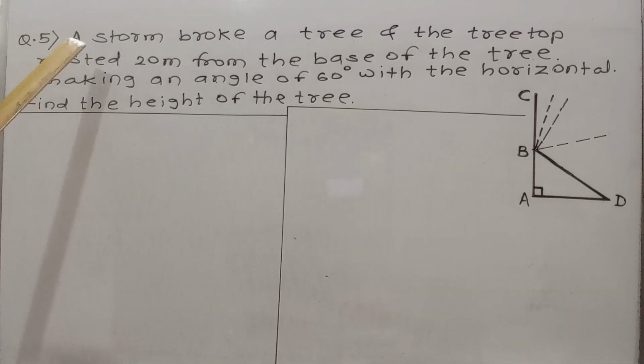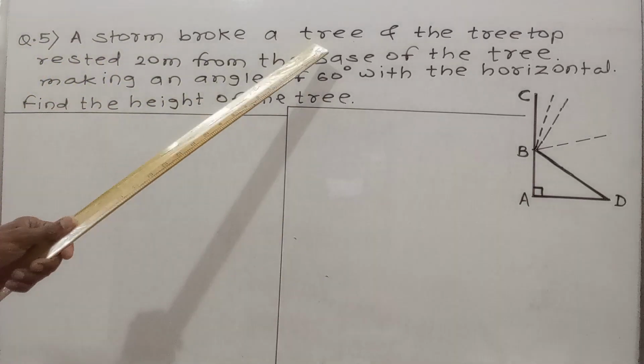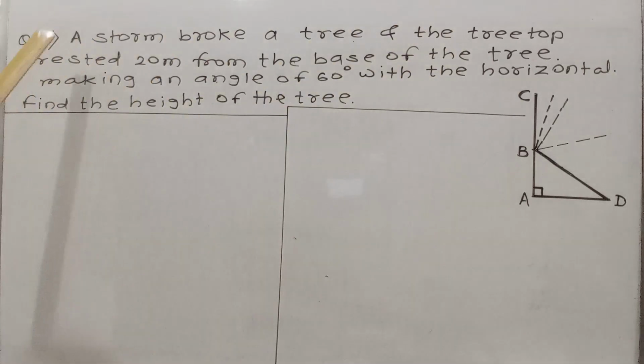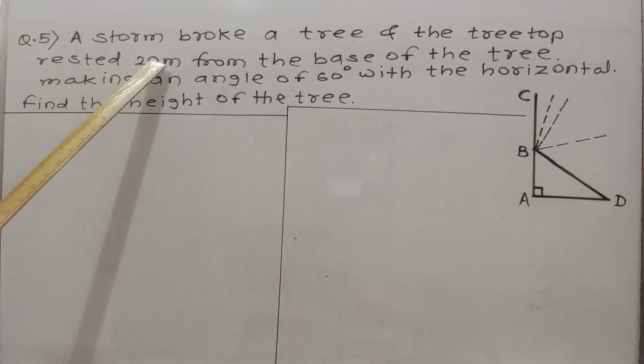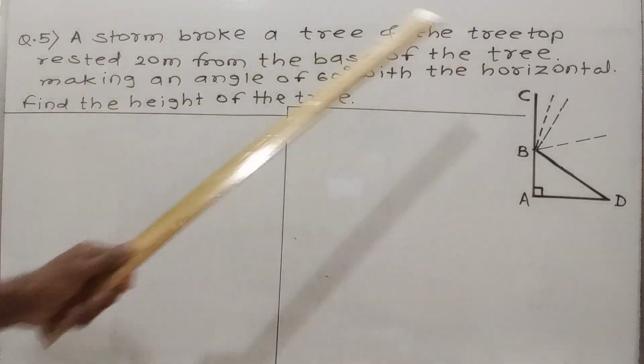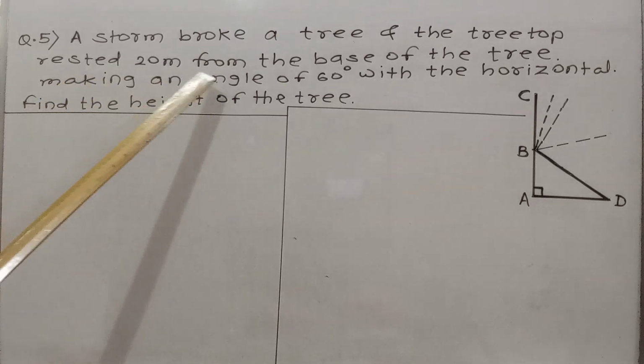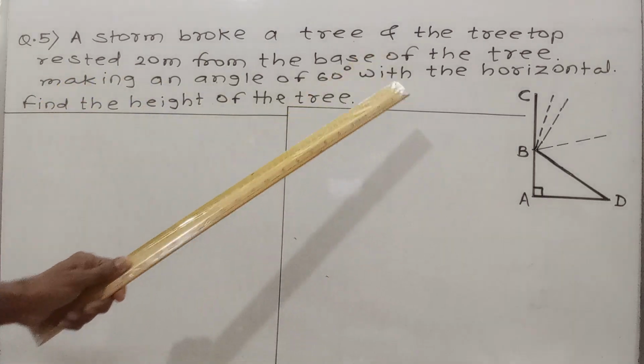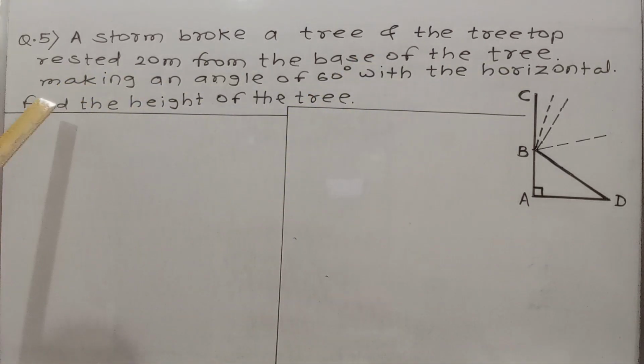Question number 5. A storm broke a tree and the tree top rested 20 meters from the base of the tree, making an angle of 60 degrees with the horizontal. Find the height of the tree.